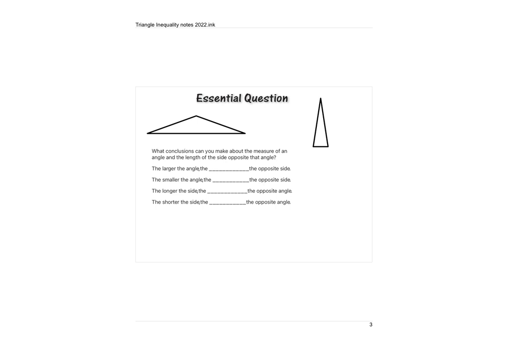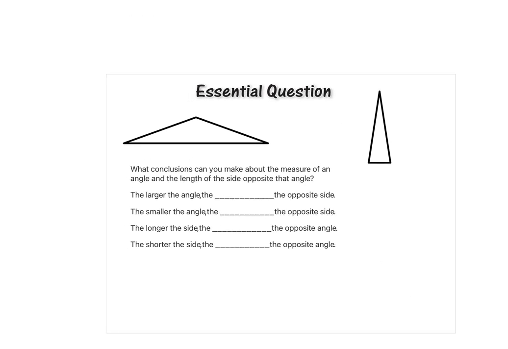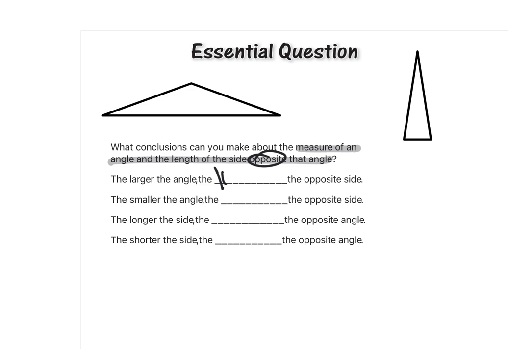The second big idea that we are going to look at is how we could actually order the lengths of the sides of a triangle. If we are given a picture that has labeled angle measures or anything like that, it's a fairly logical idea. The conclusion you can make is about the measure of an angle and the length of the side opposite of it. The larger the angle, the longer the opposite side.